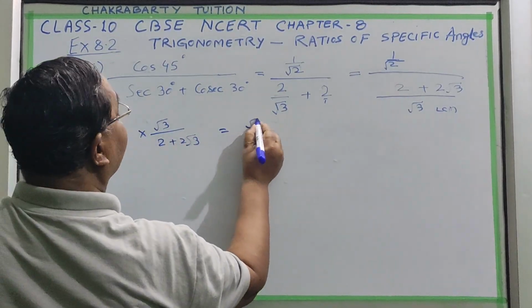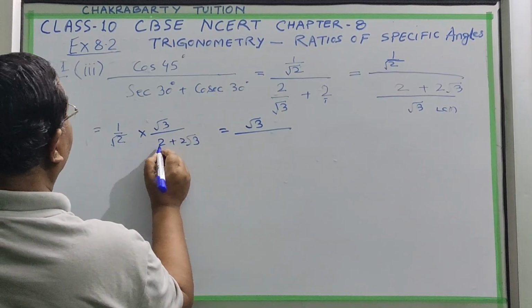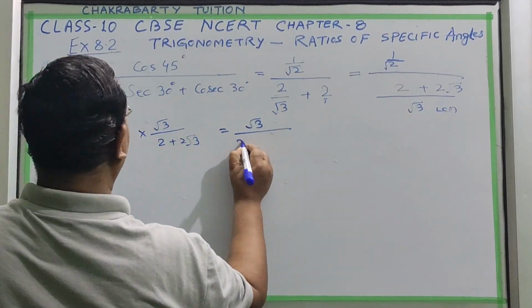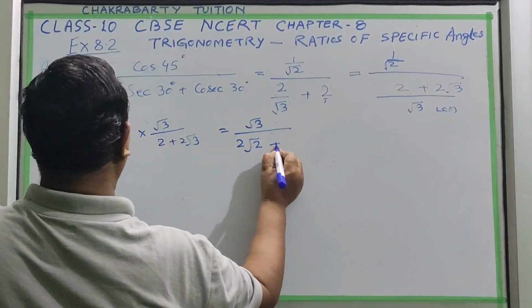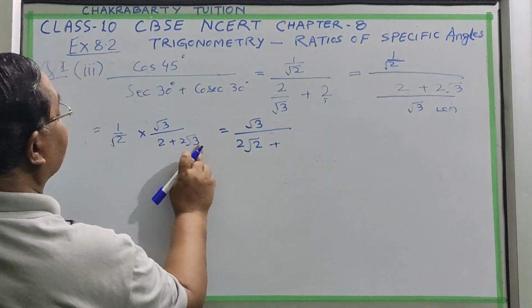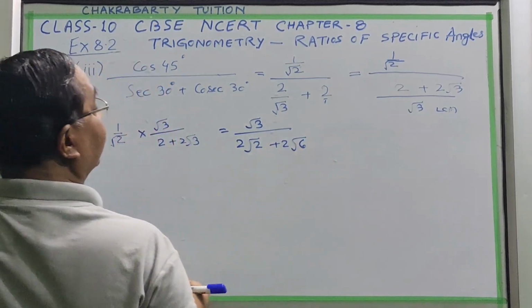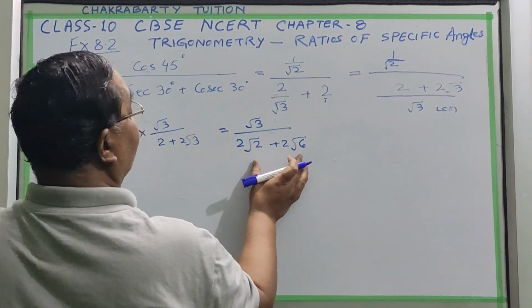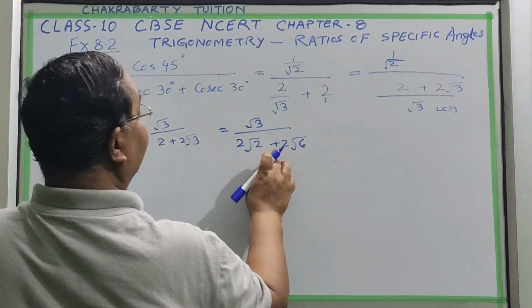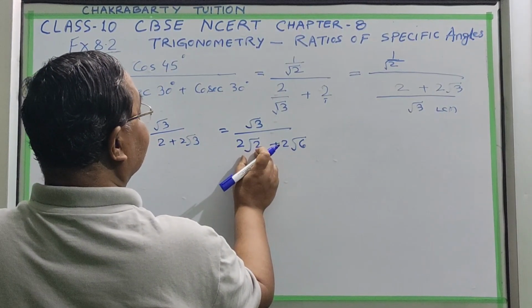This will become under root 3 and here it will become 2 under root 2, plus this under root 2 and under root 3 will multiply. It will become 2 under root 6. Now we have to normalize it. So for normalizing we will take a minus sign of it. There this will be less.